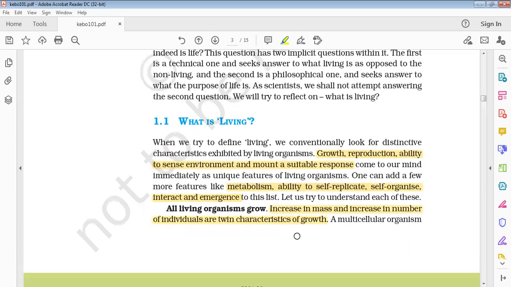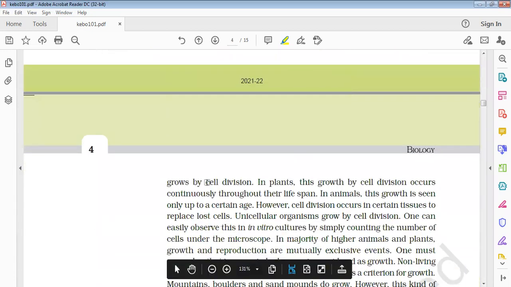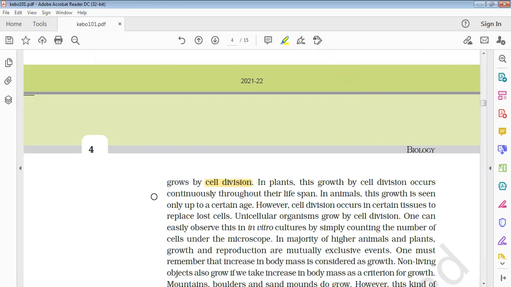In case of a multicellular organism, it grows by cell division. So what is the method of growth seen in multicellular organisms? Multicellular organisms grow by cell division. As we know, both plants and animals are multicellular organisms. In plants, this growth by cell division occurs continuously throughout their lifespan. But in animals, this growth is seen only up to a certain age. There is cessation of growth in animals after a certain age. You all know that after a particular age, around 18 to 21, you stop growing in height and all.